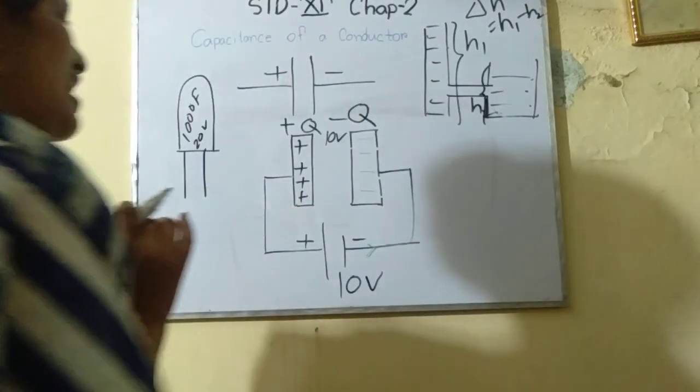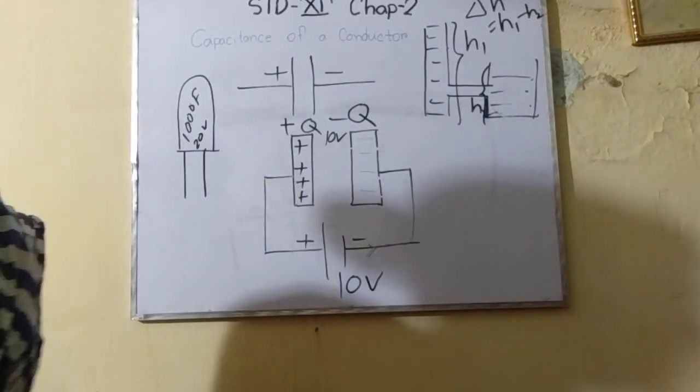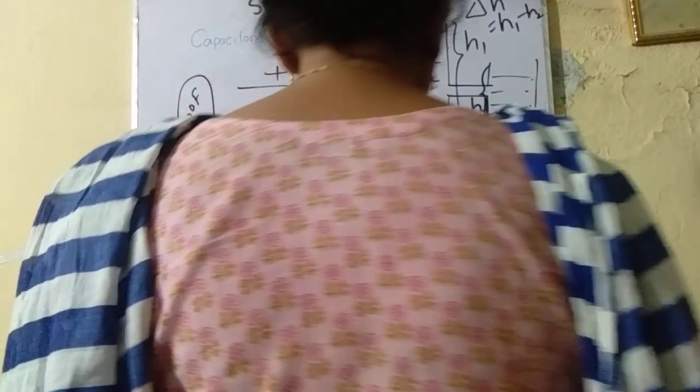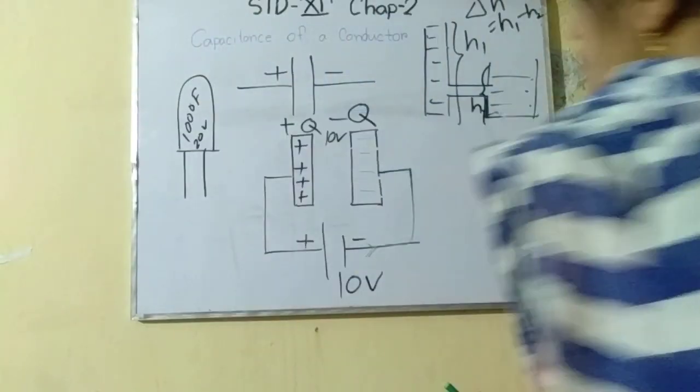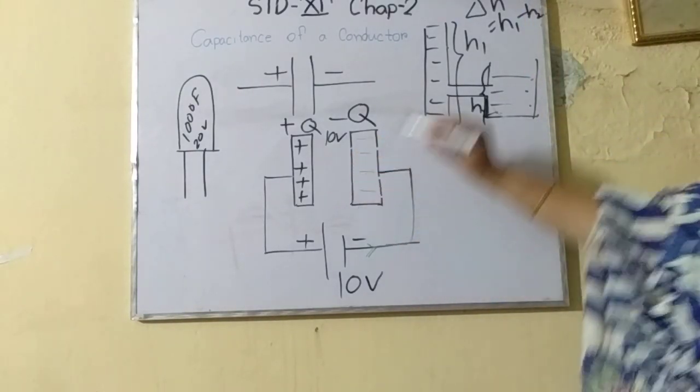Like that, charge always flows from high potential to low potential. You know that already, isn't it? Proportionally, what is the direction of flow of charge? High potential to low potential.